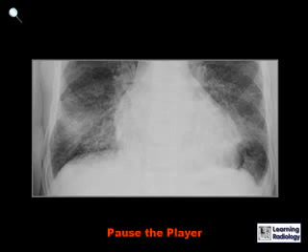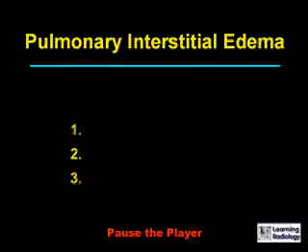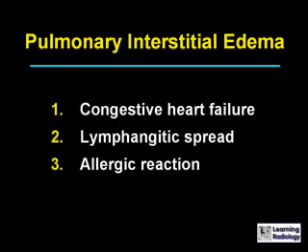This is the next differential. Pause the player. The differential is for pulmonary interstitial edema. There are 3 main causes of pulmonary interstitial edema. Pause the player. The 3 main causes of pulmonary interstitial edema are congestive heart failure, lymphangitic or lymphatic spread to the lungs, and an allergic reaction.